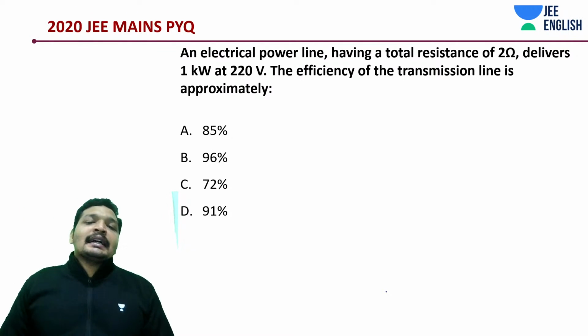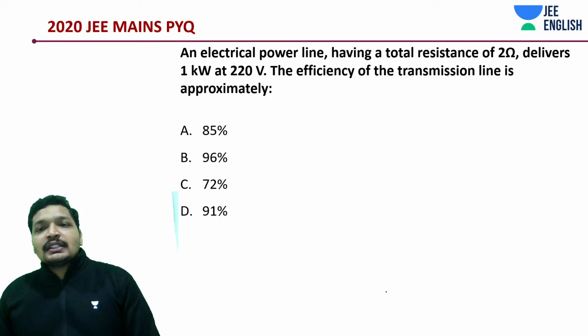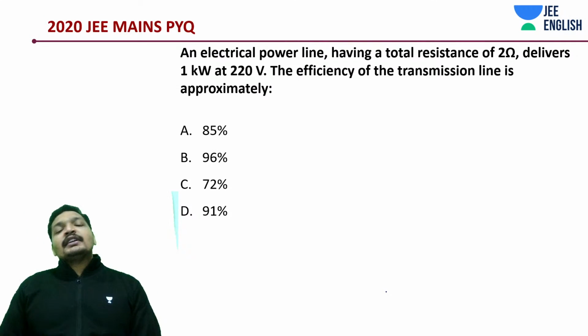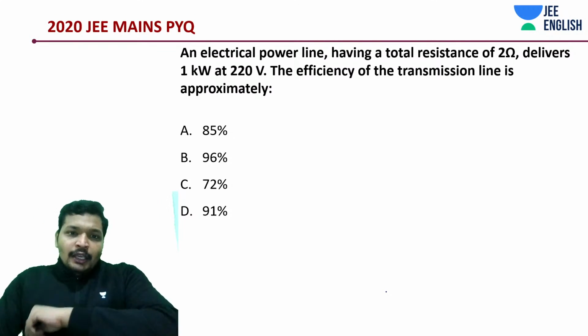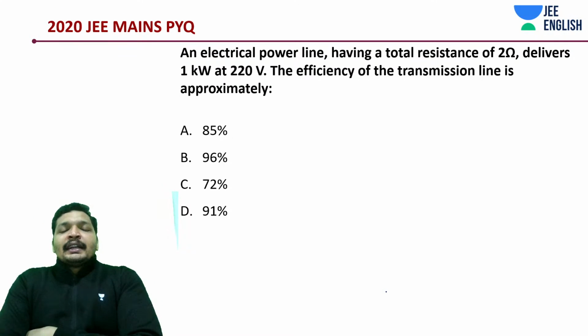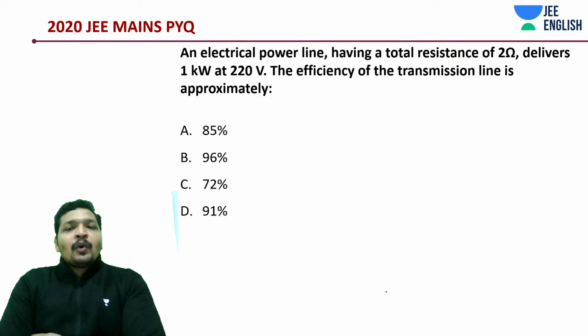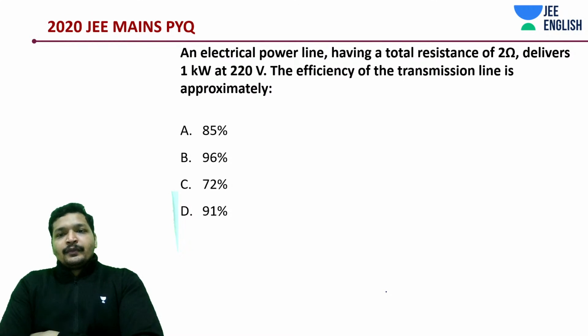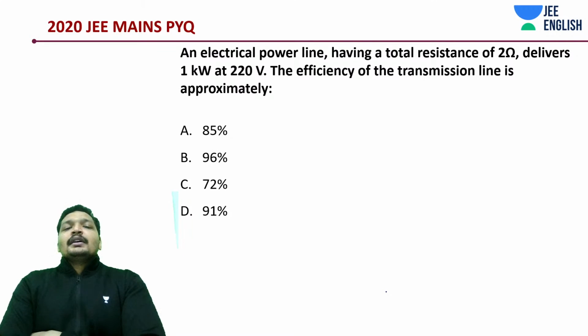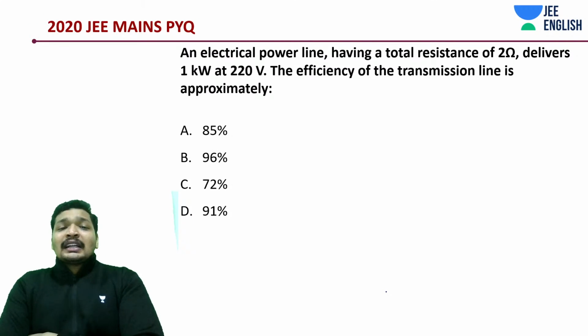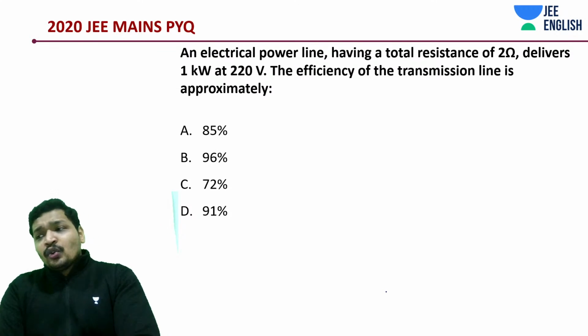An electrical power line having a total resistance of 2 ohm delivers 1 kilowatt at 220 volts. Okay. So what does this power line do? The power line is delivering 1 kilowatt power. And at what potential difference? 220 volts.